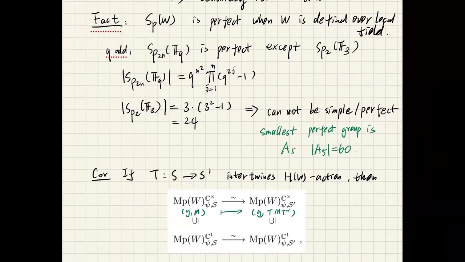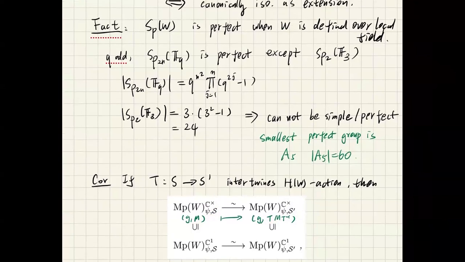Right. There is another thing: if you have two Schrodinger models, two realizations of the Heisenberg group, the Heisenberg representation, then you will have an intertwining operator T, which intertwines the Heisenberg actions. In this case, you can define an isomorphism of Mp(W)_C^× with reference to the first realization of the Heisenberg representation and the second realization. You can write this map explicitly. It maps g to g, and maps the intertwining operator M for S to T M T inverse. Okay, so this is very simple.